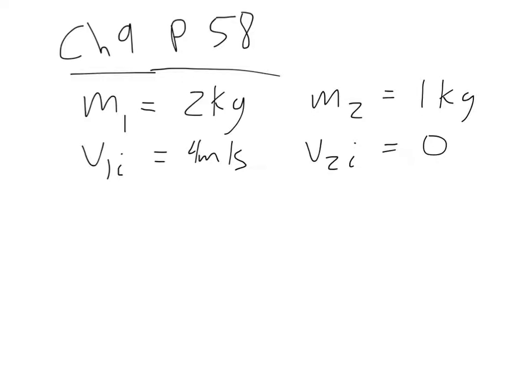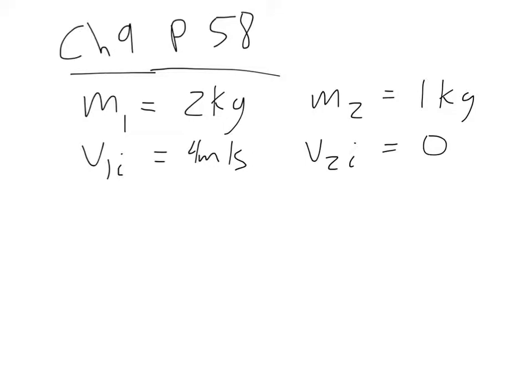This is Chapter 9, Problem 58. In this problem, we're going to have two blocks that are going to interact with each other in an inelastic collision, and then they are going to compress a spring. The first block has a mass of 2 kilograms and a velocity of 4 meters per second. The second block has a mass of 1 kilogram, and it is at rest, so its initial velocity is 0.